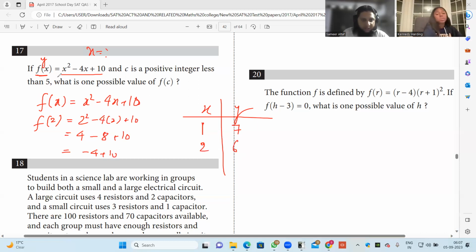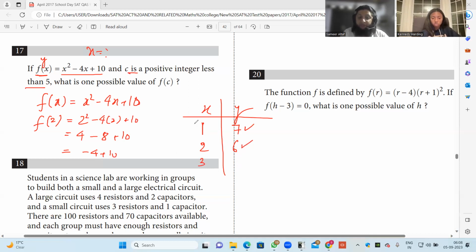Fine. Now let's see the question they are talking about. They are saying that c is a positive integer less than 5. What is one possible value of f of c? They just want us to plug in the value of c, or x, as any number which is less than 5. We have already plugged in 1, we have plugged in 2. We can plug in 4 maybe, we can plug in 3 also. So we have to check what is one possible value of y. That can be 7, that can be 6, or else you can go for 3.